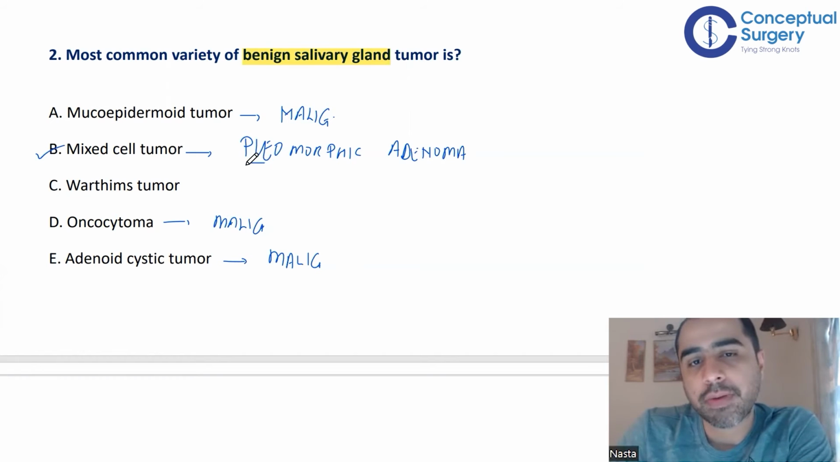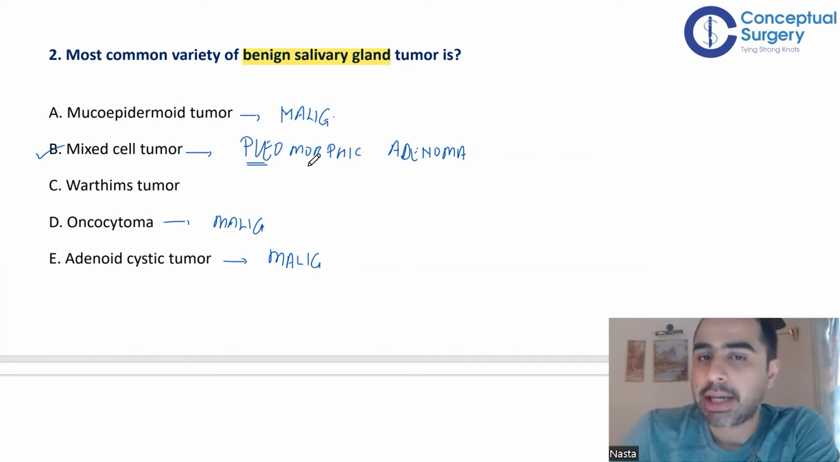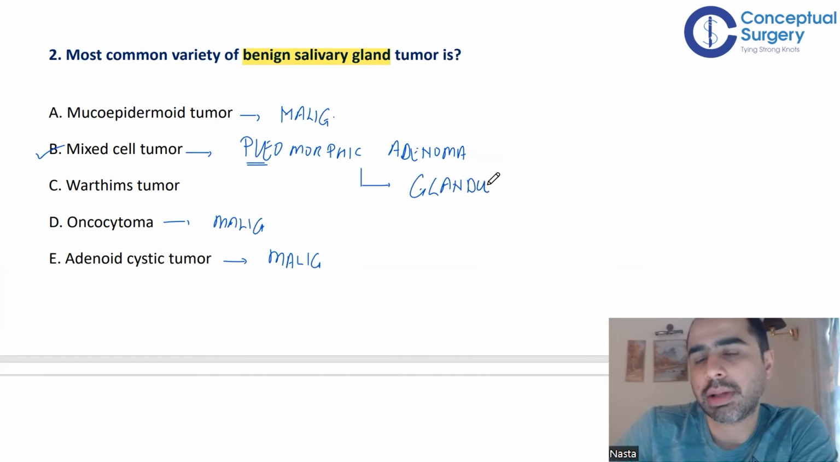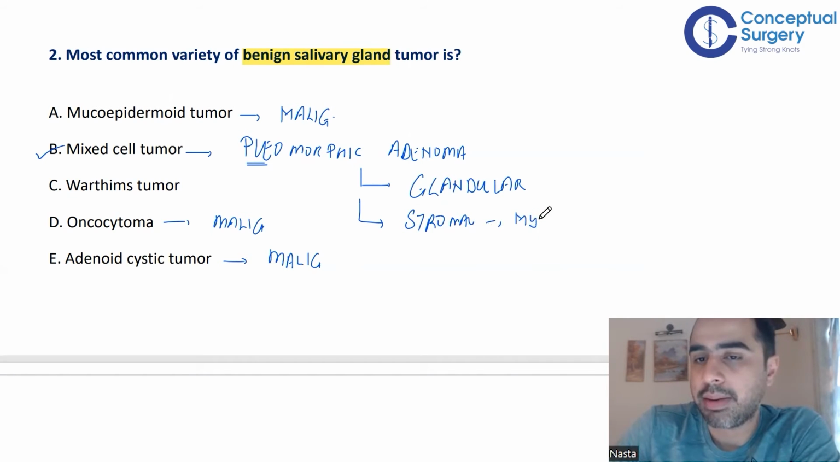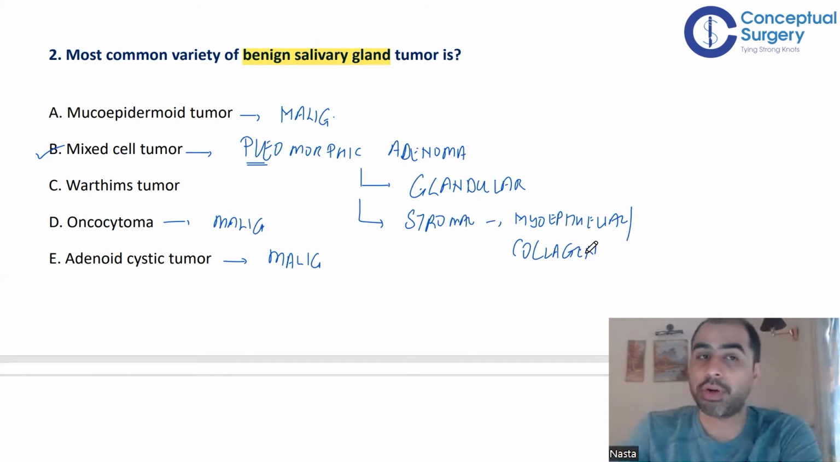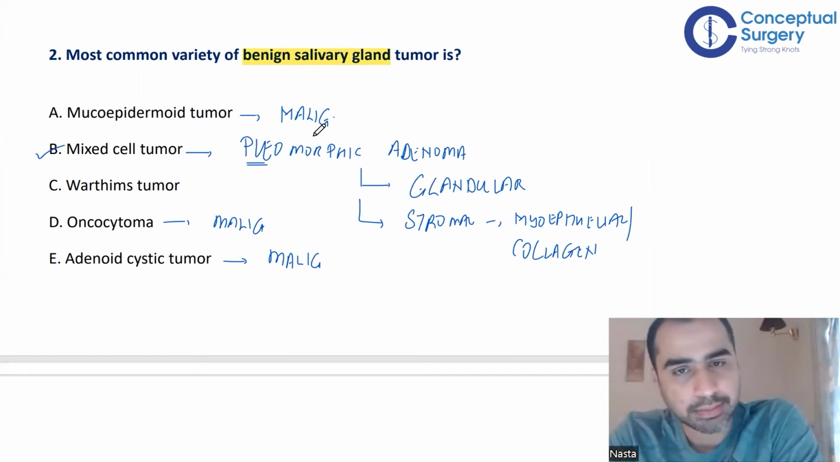Why is it called pleomorphic or mixed? It's because it's a tumor which contains glandular elements, the epithelial elements. Parotid and submandibular glands are glands, so the tumor consists of glandular elements, but it also consists of stromal elements like myoepithelium, collagen, spindle cells, myoepithelial cells. These kinds of stromal elements are also a part of the tumor. Hence, it is pleomorphic or mixed.